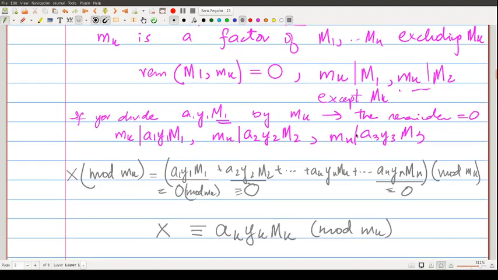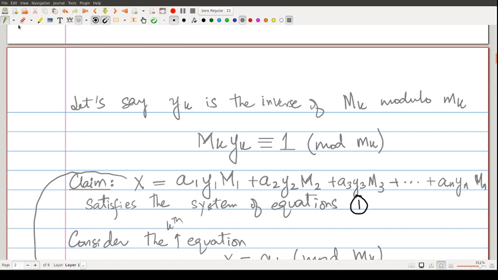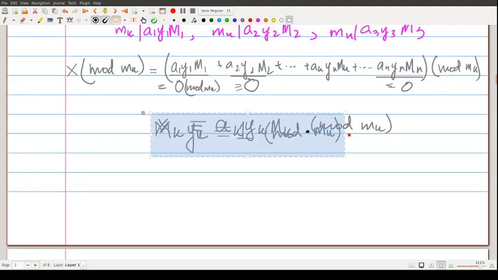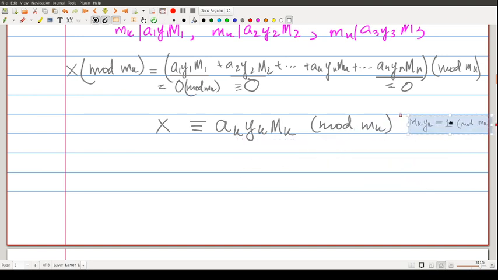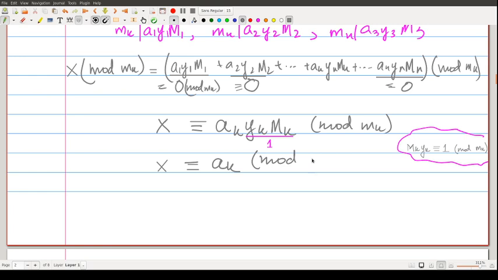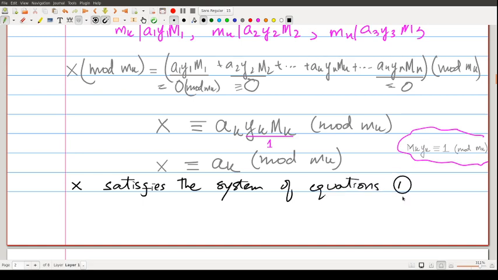And here's the other fact. Notice that we established, we constructed Mk. Recall that this was something important that we did. So on the side here, I'm going to keep this fact, the fact that capital Mk and Yk are inverses of each other, right? So this little fact tells me that when you multiply these two numbers, with respect to small mk they are inverses of each other, which means this is just equal to 1. So I have established that x is congruent to small ak mod mk. And this gives me the fact that x satisfies the system of equations that we had.